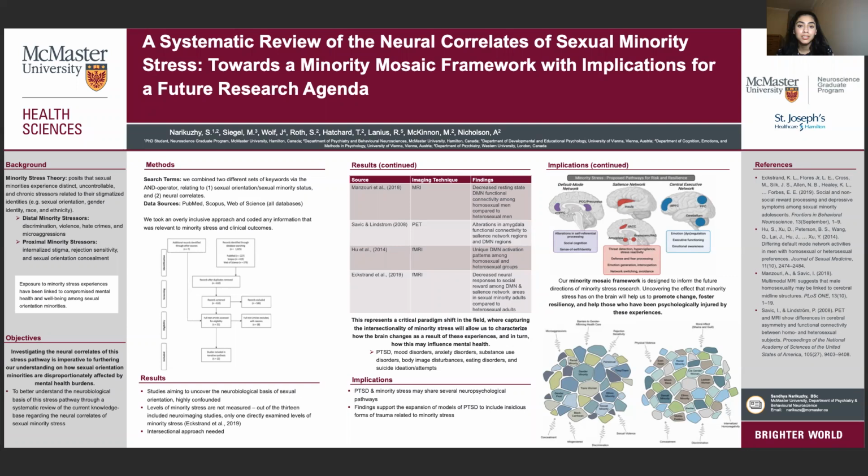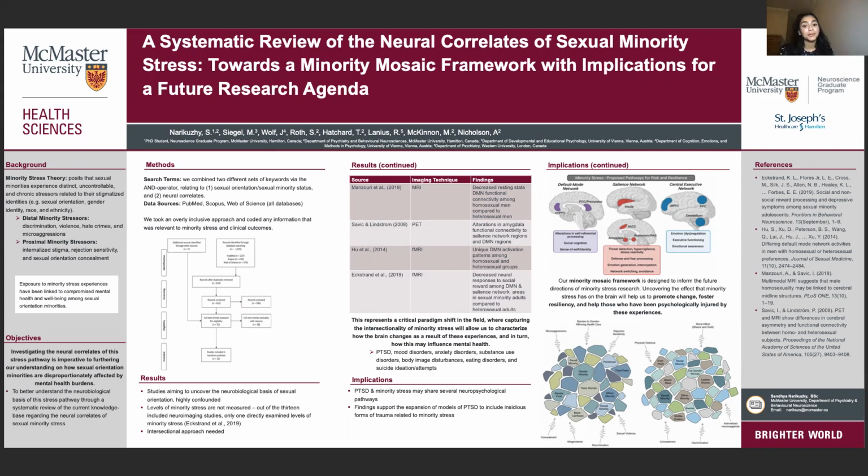seen in sexual minorities. So in order for us to truly understand how and why sexual minorities are often disproportionately affected by these mental health burdens, we must understand and elucidate the neurobiological basis of minority stress. And that's exactly what we aim to do here by conducting the systematic review. We followed PRISMA guidelines and used the search terms with the AND operator, including sexual orientation, sexual minority status, and neural correlates. It is important to note that we took an overly inclusive approach while coding the data because of the nascent stage of the field.